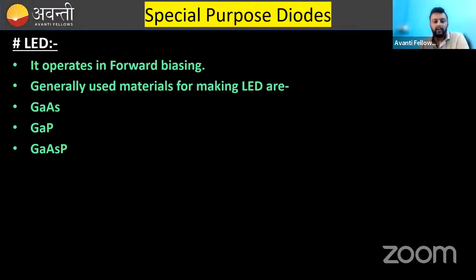LED. LED is again a very simple concept.